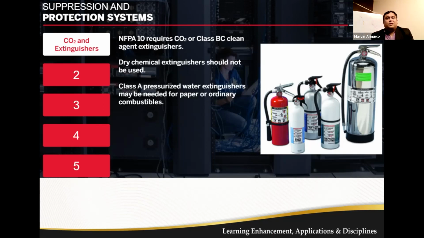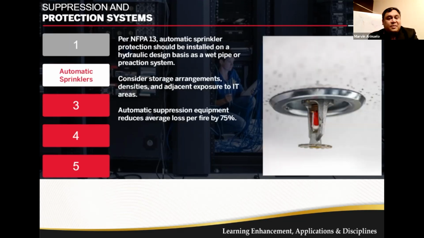Okay. So let us discuss some of the suppression and protection systems. All computer rooms should be equipped with CO2 or Class B and C clean agent extinguishers according to NFPA 10, the standard for portable fire extinguishers. The dry chemical extinguisher should not be used. If paper or ordinary combustibles are present, a sufficient number of Class A pressurized water extinguishers might also be provided. Occupants need to be instructed on how to use those fire suppression systems.